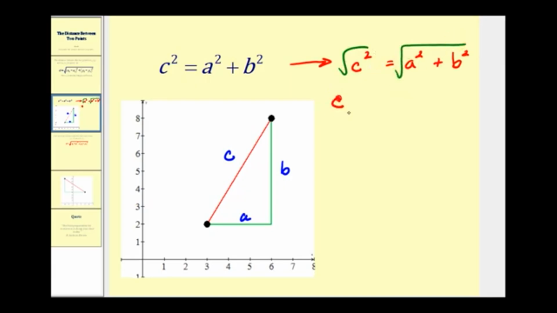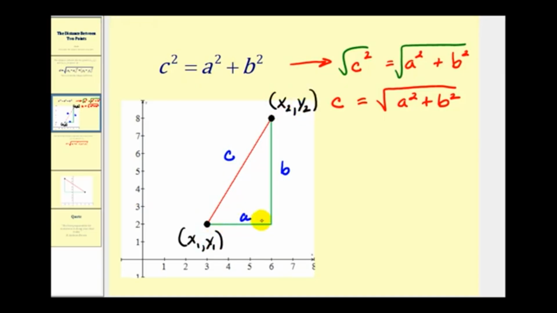So we would have C equals the square root of A squared plus B squared. And remember that A is just the length of this leg here, and B is the length of this leg here. Now if this right triangle was on the coordinate plane, we could call the coordinates of this point x1, y1, and we could call this point here x2, y2.